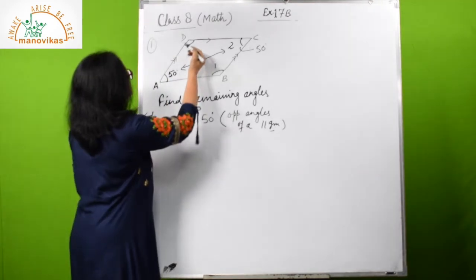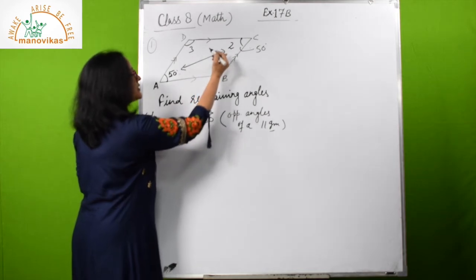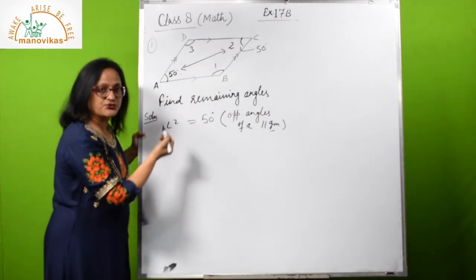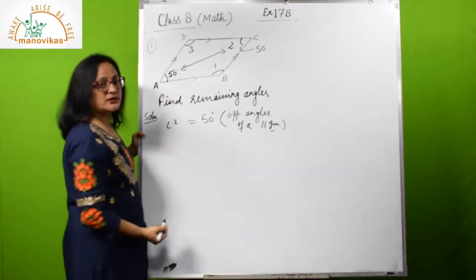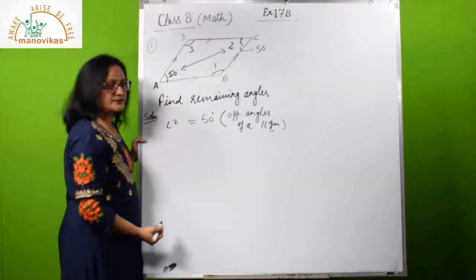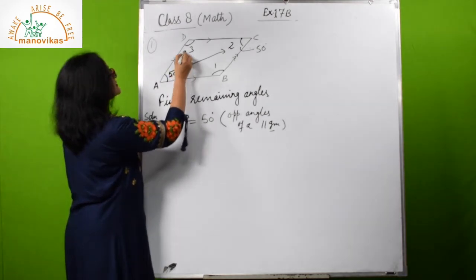So either you can take 3 and 50, you can take 50 and 1, you can take 2 and 1, and any method you can use here to find any one angle, either 1 or 3. So I am taking angle 3 with angle 50 degree. What is the connection? Now you have to make the connection between these two angles.